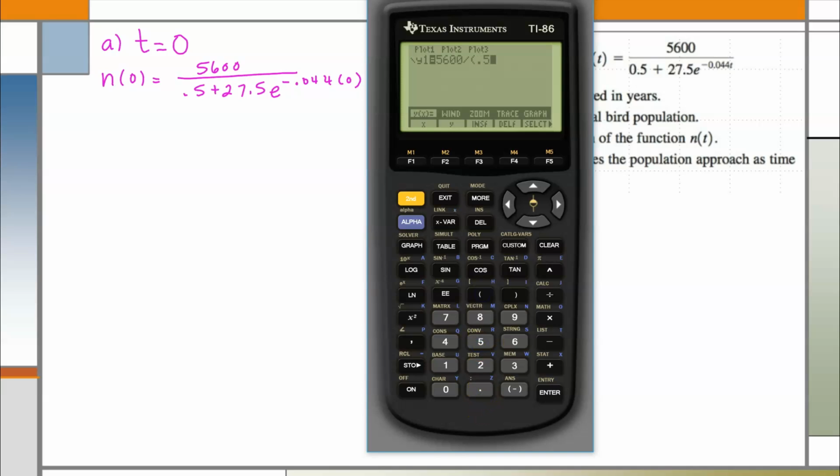So 5,600 divided by 0.5 plus 27.5 e to the negative 0.044 x. Okay, second zoom standard is where we usually try to start.